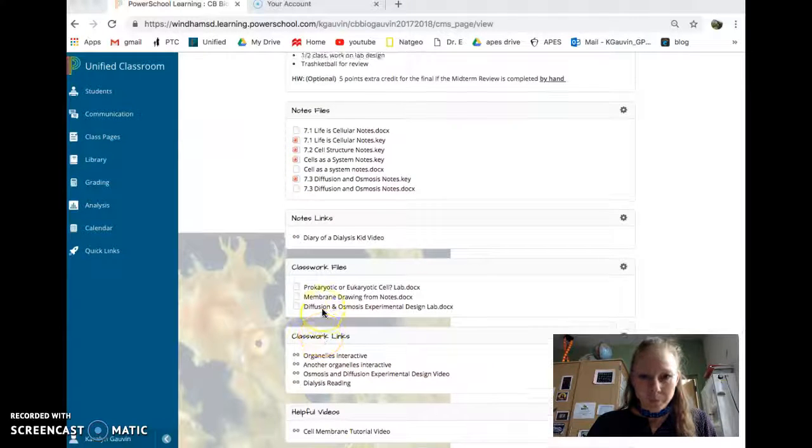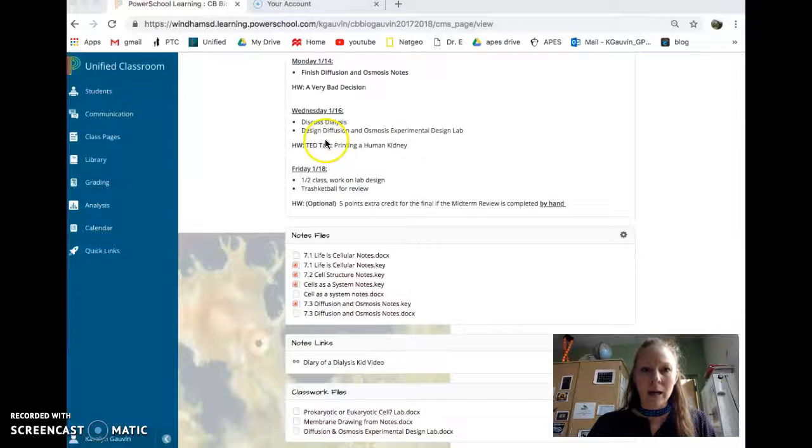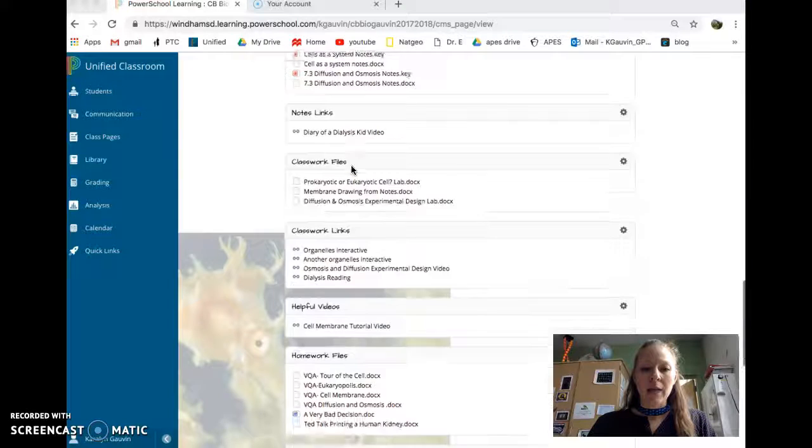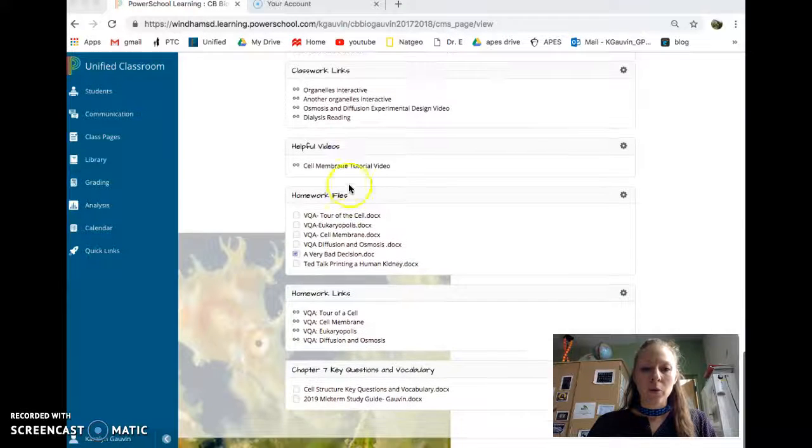And so if we look at, let's say, Wednesday, January 16th, the homework here was TED Talk, Printing a Human Kidney. And so the homework you can see here is TED Talk, Printing a Human Kidney. This is the document that goes with it, so it's under Files. And if there are any links, they are usually put right here under links.